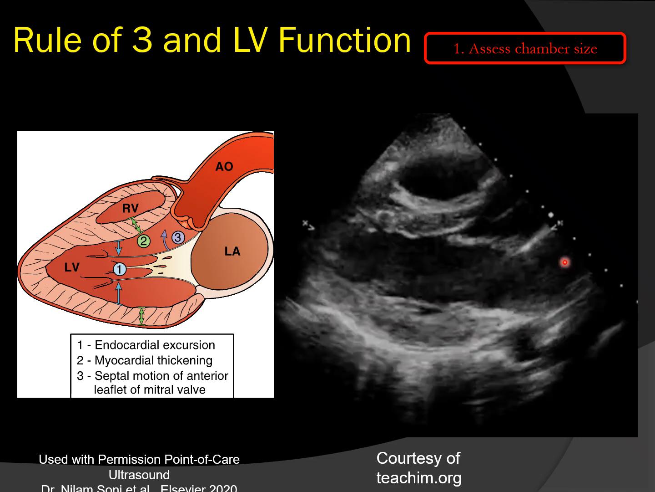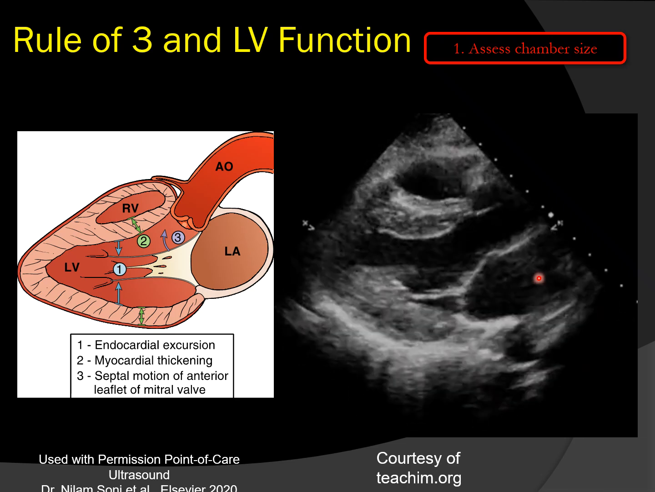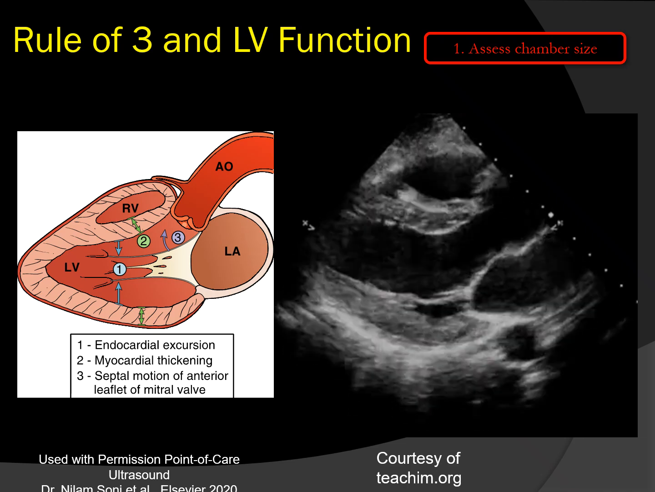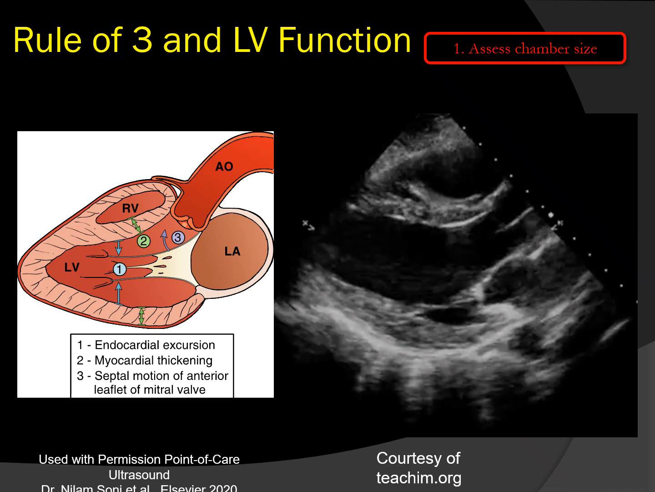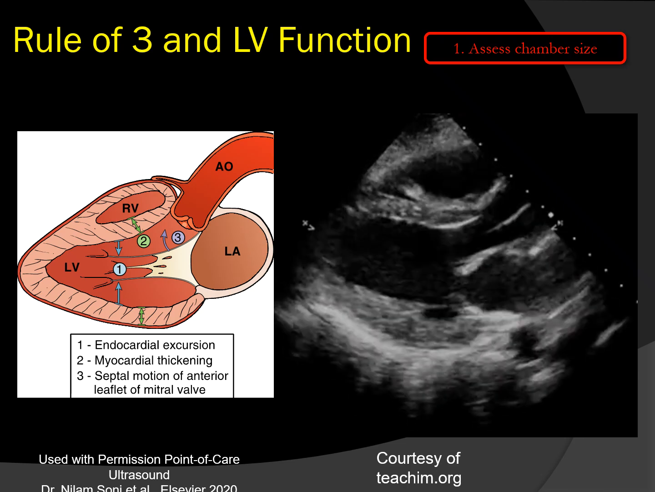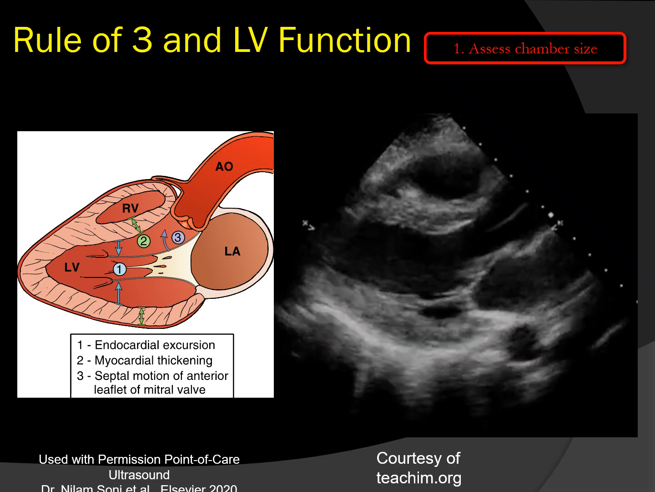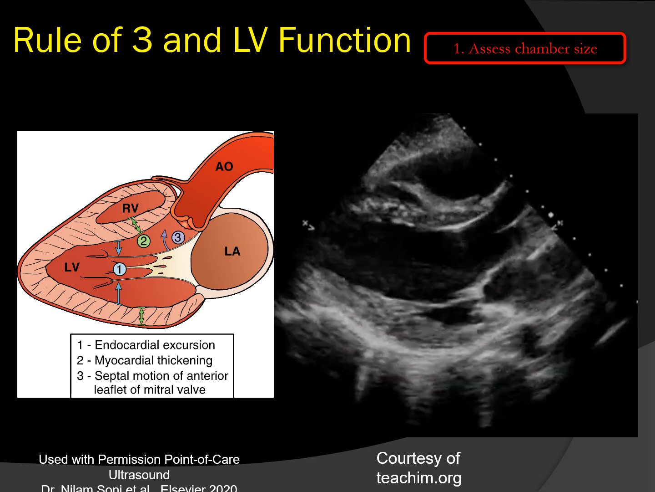Likewise, the left atrium is a wonderful surrogate for high end-diastolic filling pressures of the left ventricle. Therefore, it can often be used as a surrogate for heart failure. It may not differentiate systolic versus diastolic heart failure, but it does tell us that the left atrium has been under stress over a period of time due to high end-diastolic filling pressures of the left ventricle. That is the rule of three.